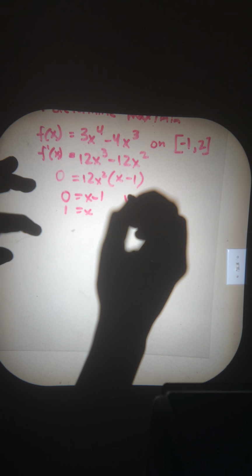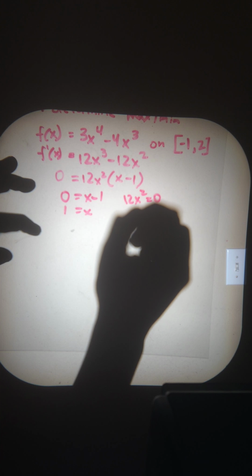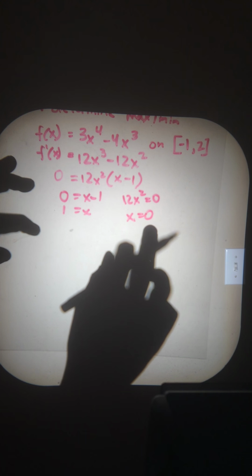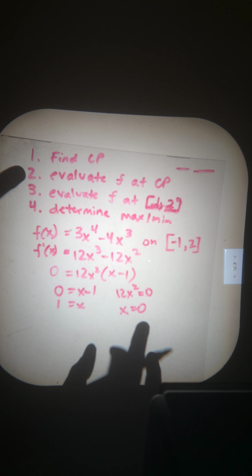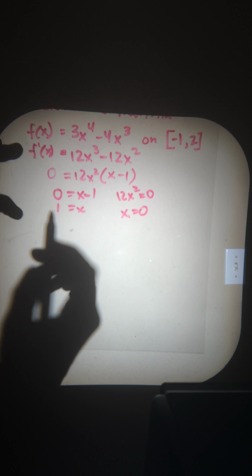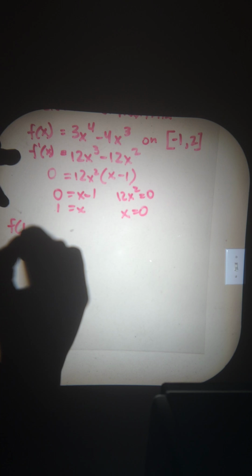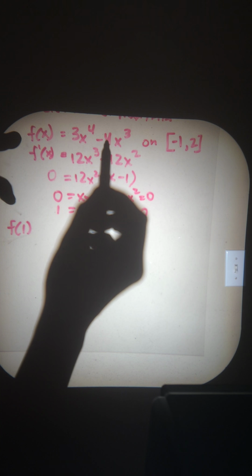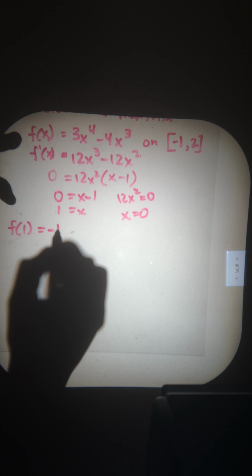Now our critical points: 0 = x - 1, so x = 1, and x = 0. These are our critical points. Our second step was to evaluate the function at the critical points. So let's see, f(1), if we plug this point in, is going to be 3 - 4, which is -1.